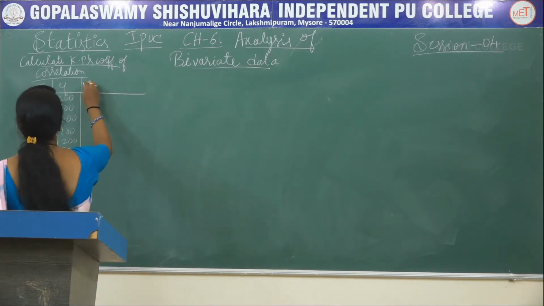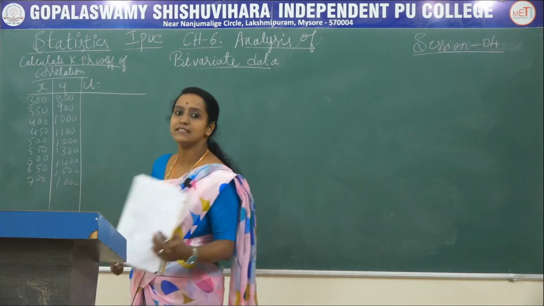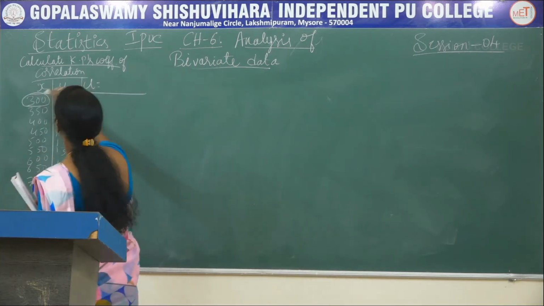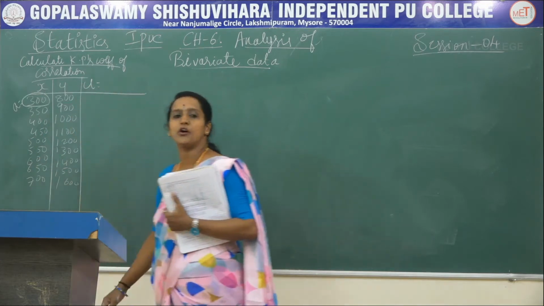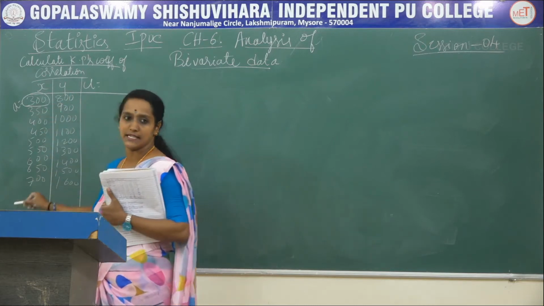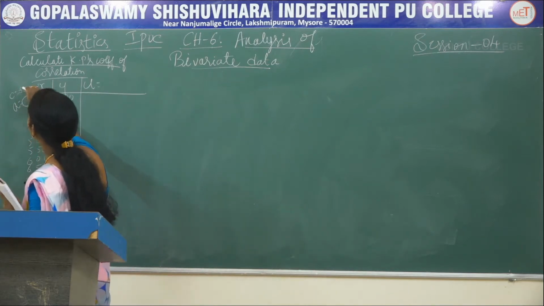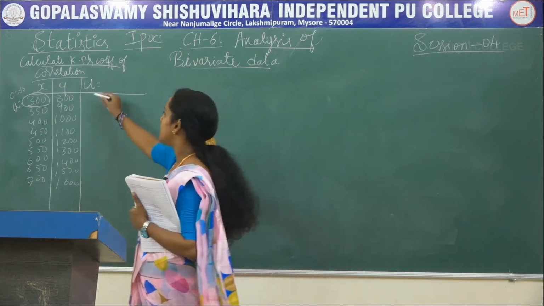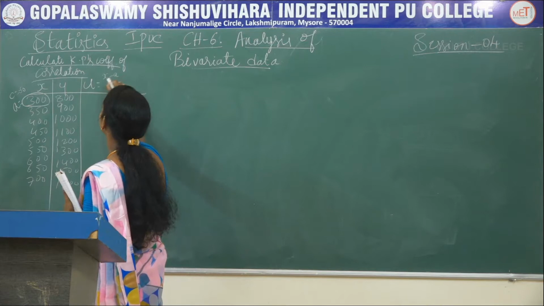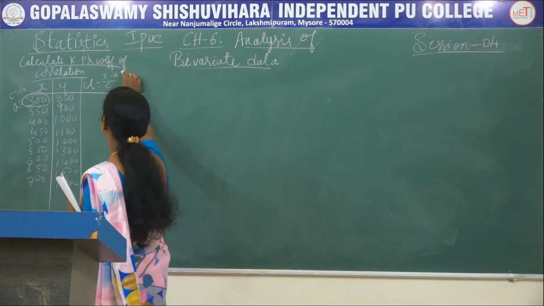So to take the deviation in x, we have to go for the minimum value for x. Here the minimum value is 300. So a is equal to 300 for x, and the difference between the values is constant, that is 50 only. So c is equal to 50 for this x deviation, and the deviation for x we have denoted by u. This u is nothing but x minus a divided by c. Here a is equal to 300 and c is equal to 50.